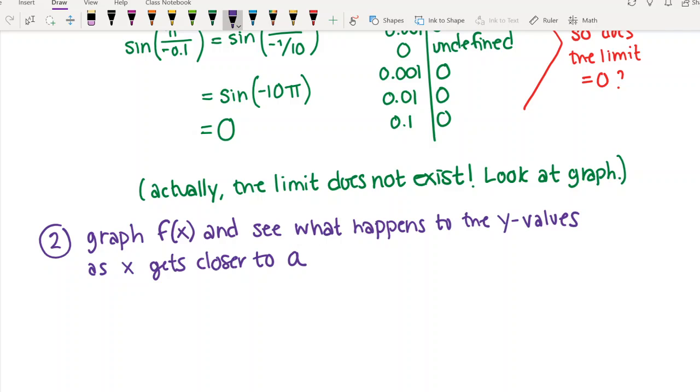So we'll be coming back to this. And then there's just one more method I want to mention, because this is what we're going to be getting into later, which is basically using algebraic methods.